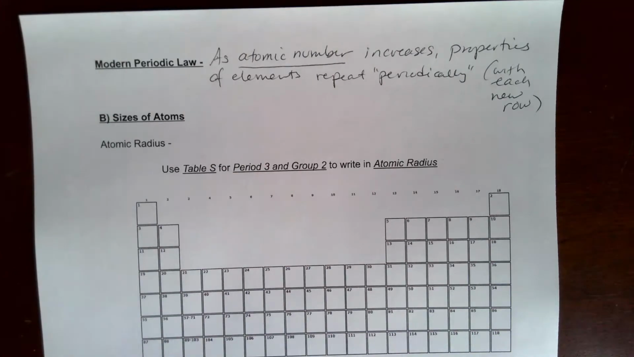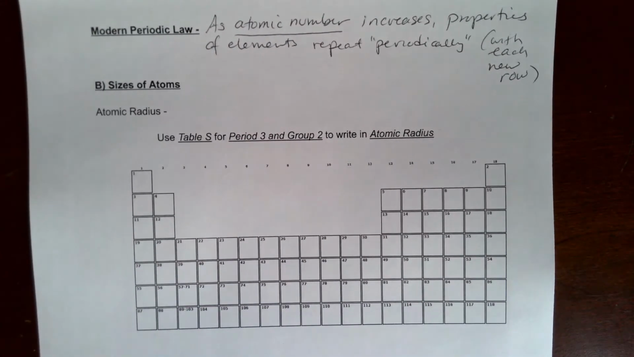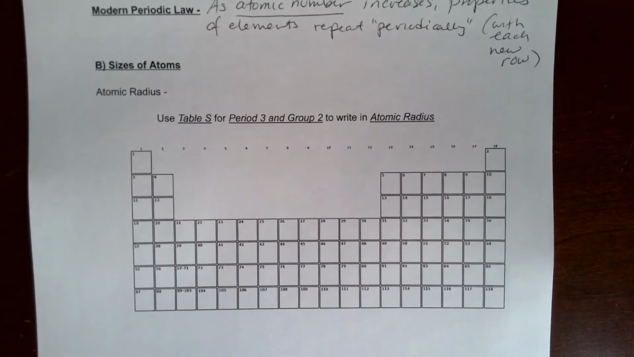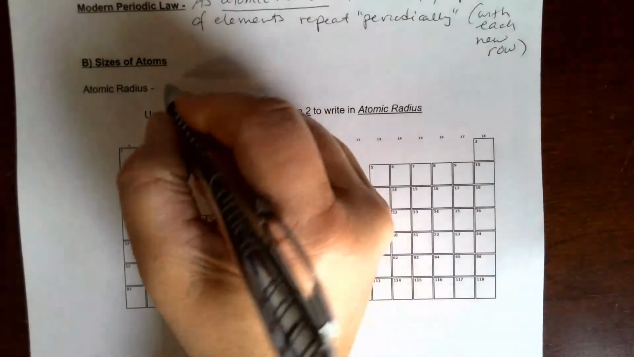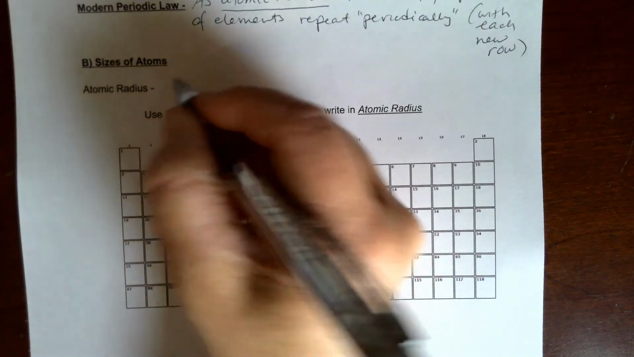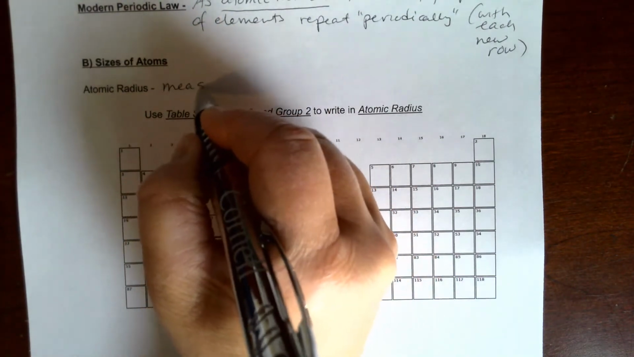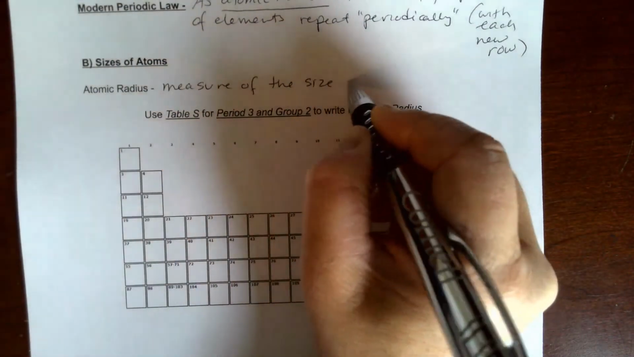We're going to now start talking about sizes of atoms because we want to see what those patterns are in the periodic table. Okay, so atomic radius, let's simplify this definition. Atomic radius is the measure of the size of the atom.